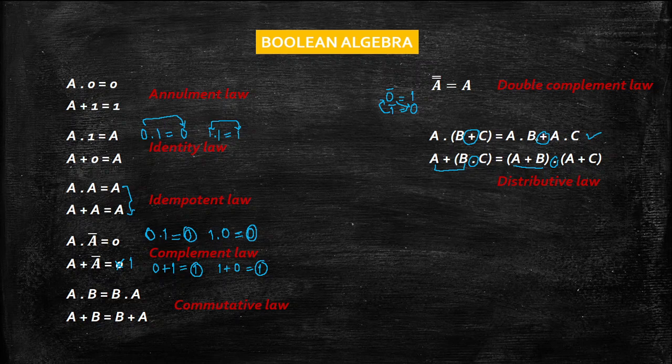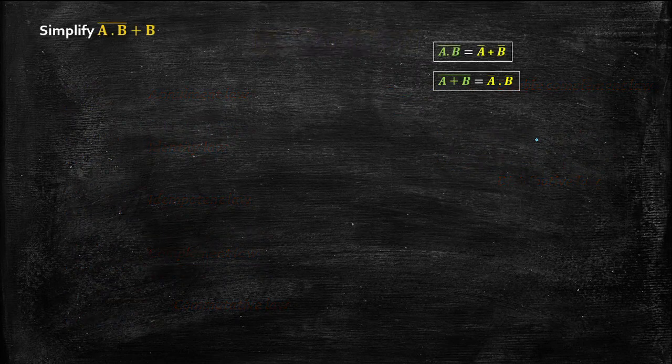So these are the laws which we are going to use for solving Boolean algebra problems. Now let us go through some problems and examples so that the concepts will be pretty clear to you. I'm starting with the first one. The question says: simplify the complement of (A dot B), plus B. Let us try to solve this particular problem.